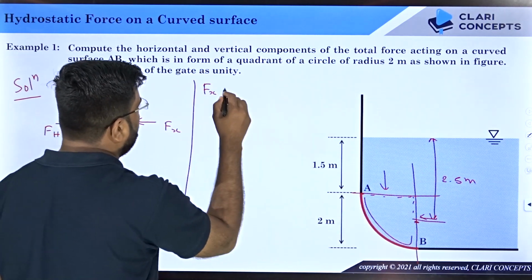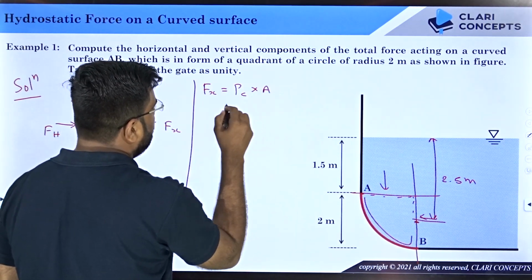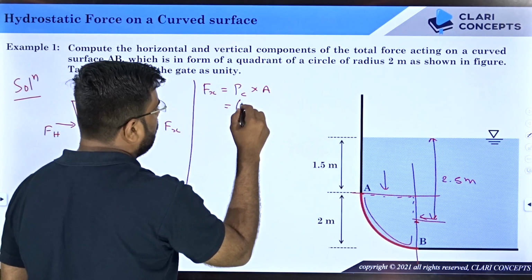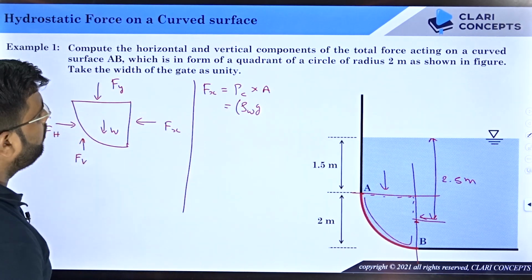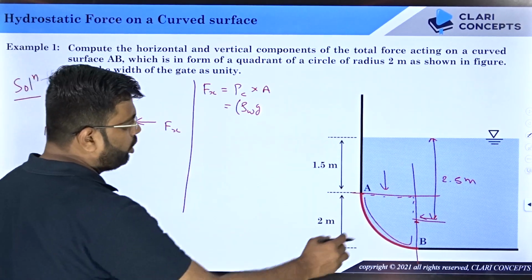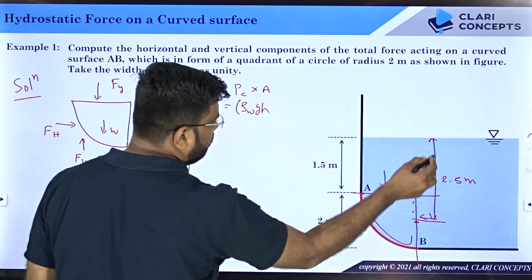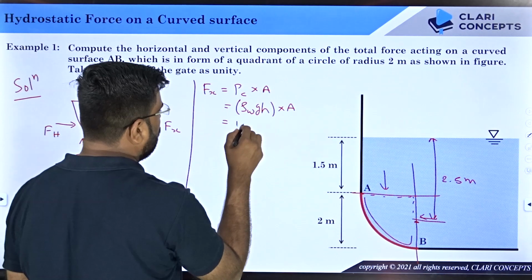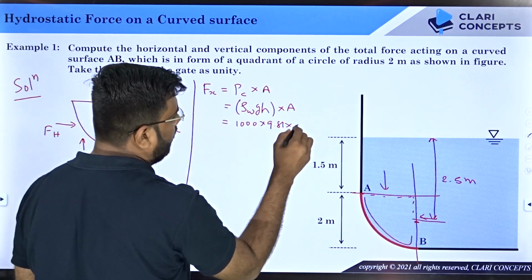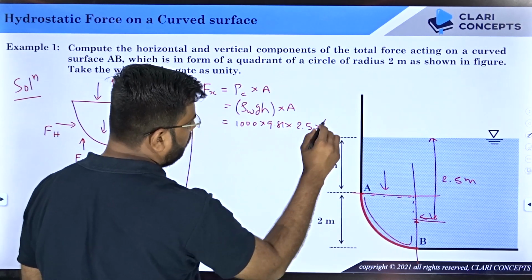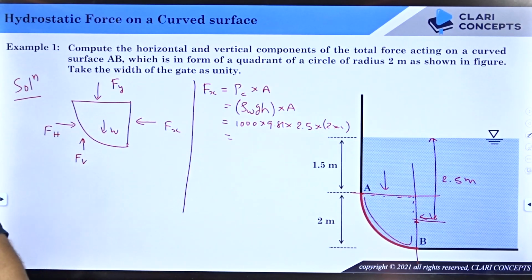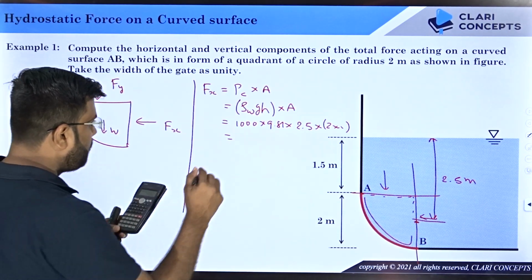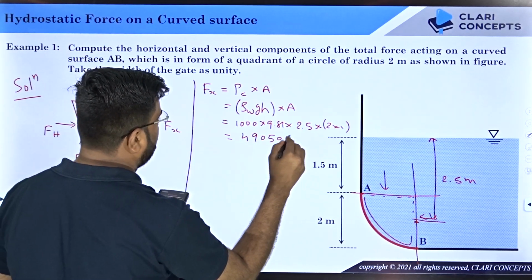Isn't it? So Fx will be equal to the pressure at the centroid point times area. Pressure at the centroid point here is P0, which is 0, plus rho g h. This will be rho of water. Nothing is given to you, so you can assume it to be water. Rho of water, g, and h, that is 2.5, times area. Area will be 2 meter into 1. So let me put the values: rho of water is 1000, g is 9.81, h is 2.5, area is 2 into 1. Calculating the value of Fx, you will get 49050 Newton.